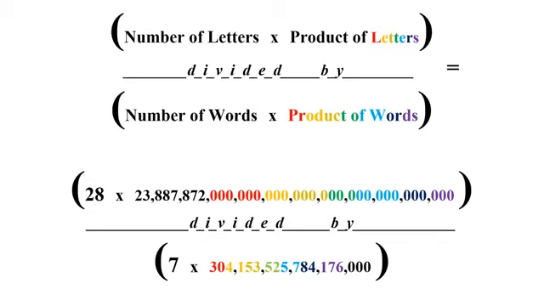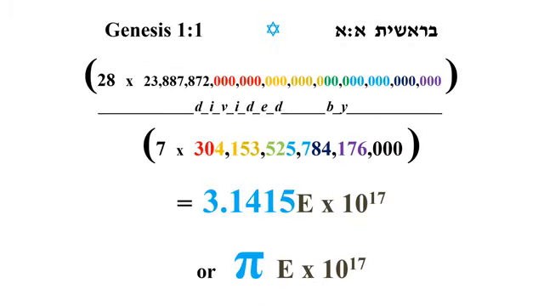Now we're going to put this into this little formula. Very easy. Number of letters times product of letters, divided by number of words times product of words. I plug those numbers in, 28 times 23 blazillion, divided by 7 times 304,000 trillion. If you work all that out with pencil and paper, you end up getting 3.1415 estimated times 10 to the 17th, which is pi. You remember pi in the circle, 3.1415? God has hidden pi to 5 significant digits in Genesis 1:1.